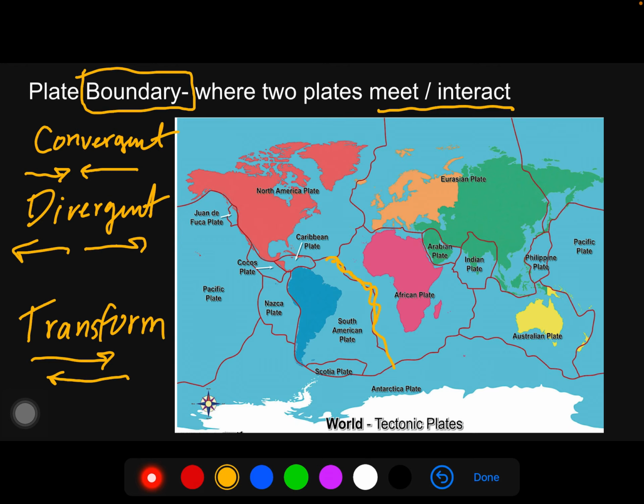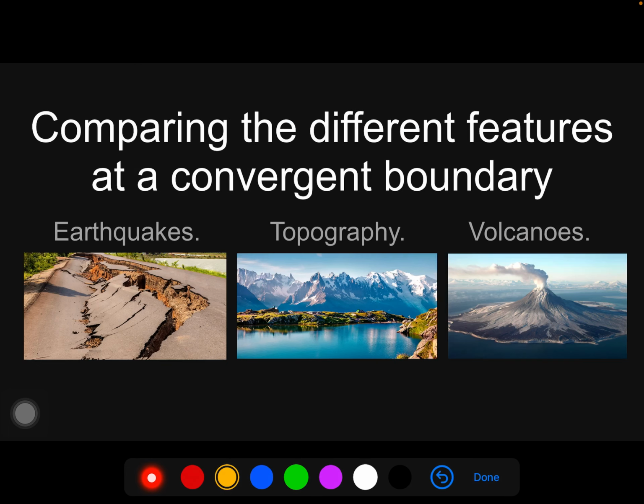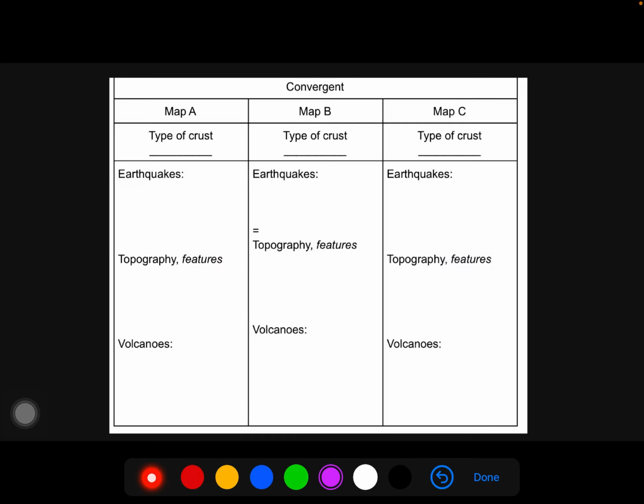Again, boundary, the spot where the two plates come together. So as we move forward in our tectonics discussions, that's what we're always going to be talking about, those boundaries, those spots where the two plates meet. And so what you did already was you looked at a given convergent boundary and you were checking out features: earthquakes, topography, remember, which is elevation, and volcanoes. And if you scroll down towards part 2 in your sheet, you should see a table where we're comparing different types of convergent boundaries, or boundaries where the plates collide together.